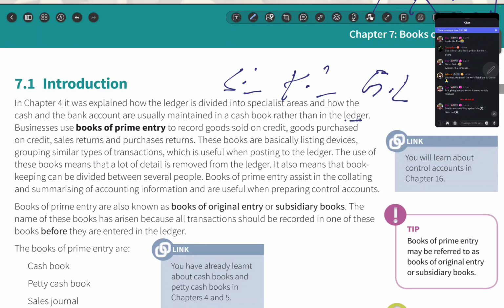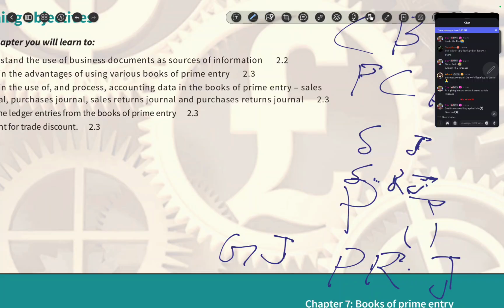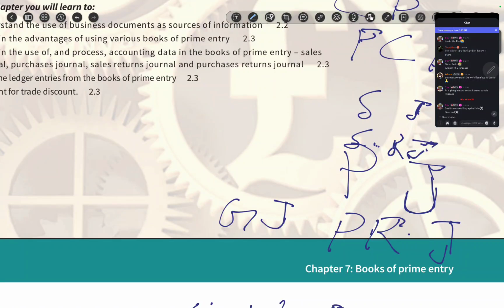So the cash book is a book of prime entry itself. We already discussed that. Petty cash book is also a book of prime entry itself. Businesses use books of prime entry to record goods sold on credit, goods purchased on credit, sales returns and purchase returns. So goods sold on credit, sales journal, goods purchased on credit, purchase journal, and then purchase returns and sales returns.